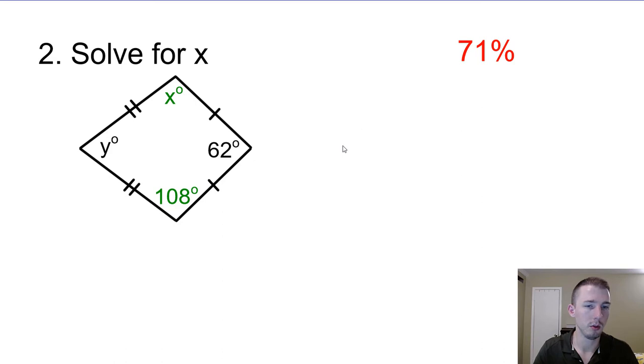Then on number 2, the shape we have is a kite. We have 2 consecutive sides that are congruent. These 2 sides are congruent as well. So it's not a parallelogram, so the opposite angles are not going to be congruent.